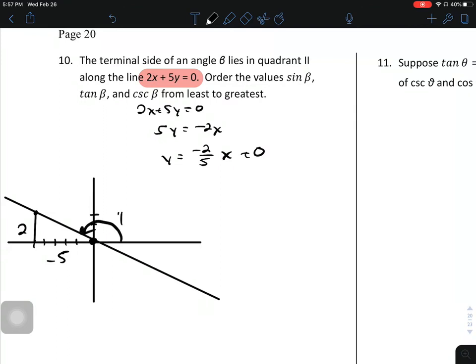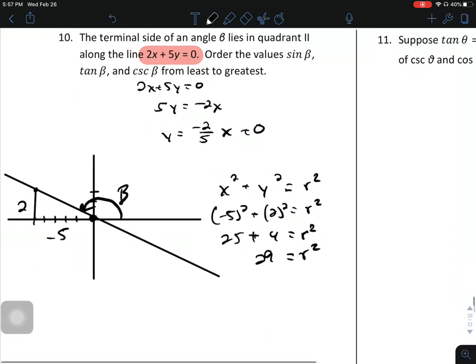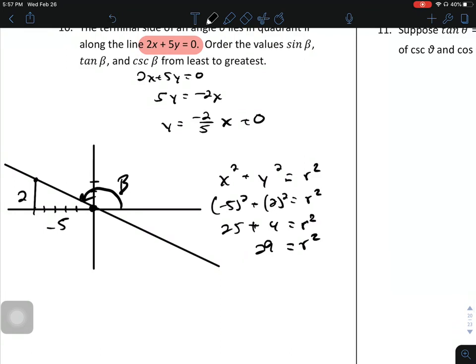This is angle beta. So if we use the Pythagorean theorem, again, this is not a Pythagorean triple. X is -5, y is 2, don't know what r is. When I get in a hurry, I write super sloppy, and when I write super sloppy, I have to correct it. So when I get in a hurry, it takes more time, sadly. R is always positive, so the hypotenuse is square root of 29.